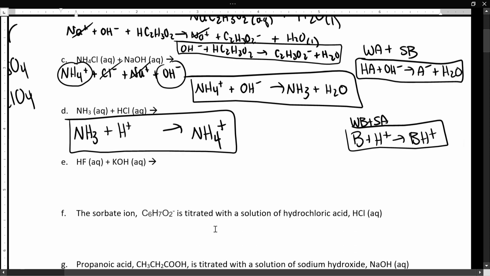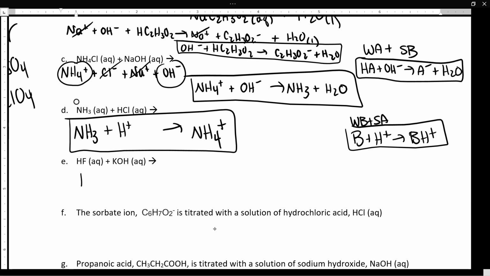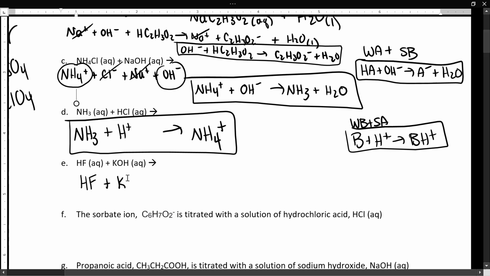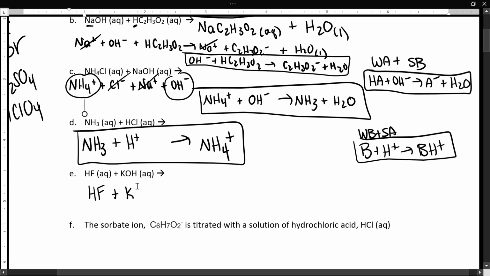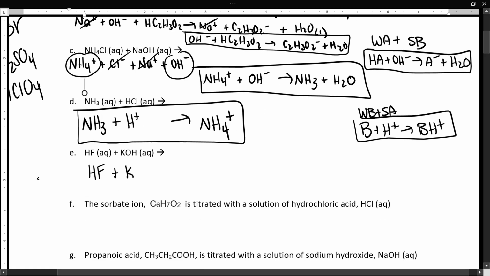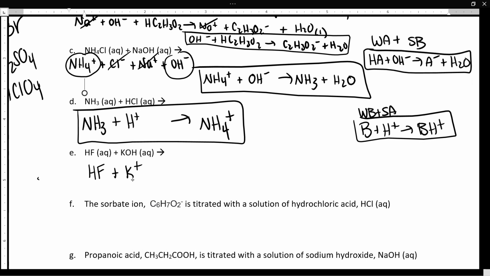And then here's another one. We've got HF. We have to be aware of our list of strong acids. HF is not one of the strong acids. That means it is weak. So you've got a weak acid, and you've got a strong base here, and so I know it's going to follow this kind of pattern right here.